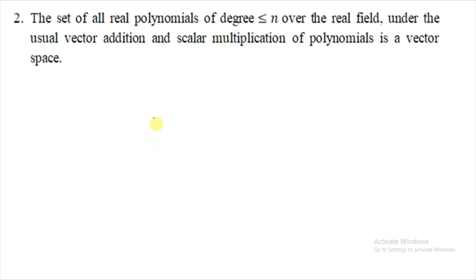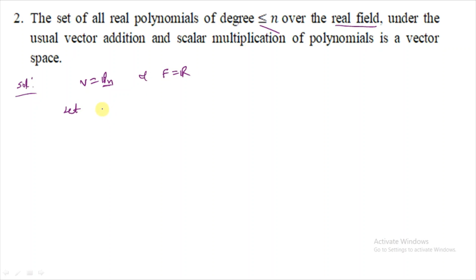I will show another example. The set of all real polynomials of degree less than or equal to n, over the real field, under the usual vector addition and scalar multiplication of polynomials, is a vector space. I am just giving the idea; you can verify all 9 properties. The vector space is the polynomials Pn, generally denoting polynomials whose degree is less than or equal to n, and the field is R.